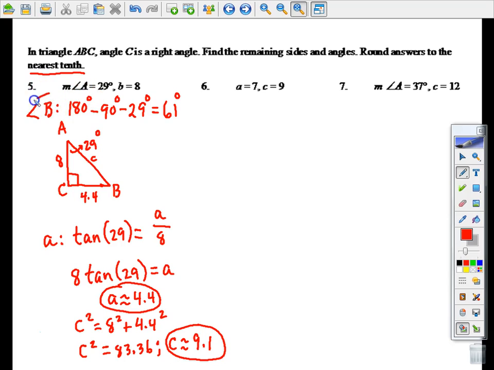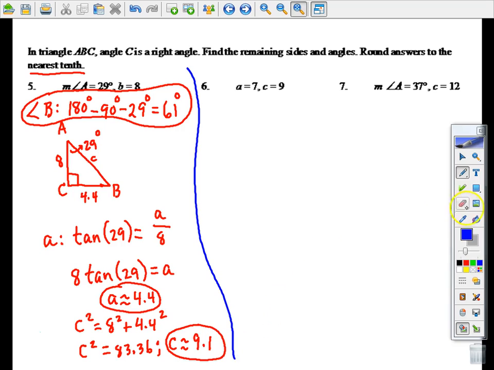All right, so I would like for you, when you do your test, to give me a really good way of identifying the answers to the missing parts, the ones that you're asked to find. So hopefully that helps you understand how to get the answers for number 5. Now let's work on number 6.